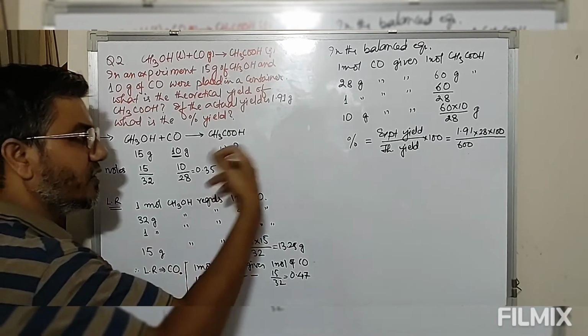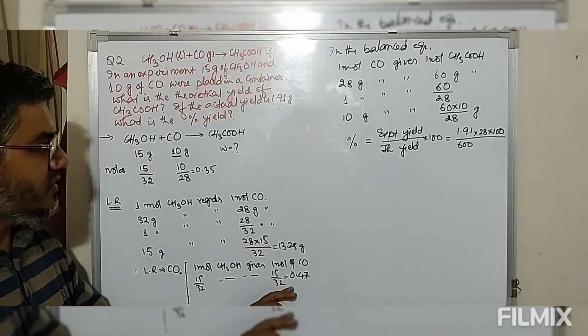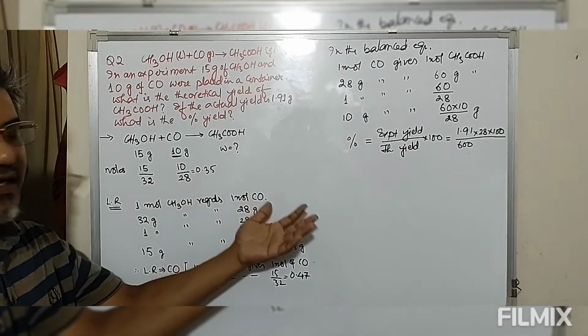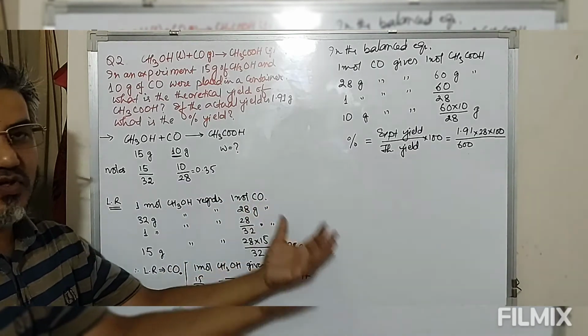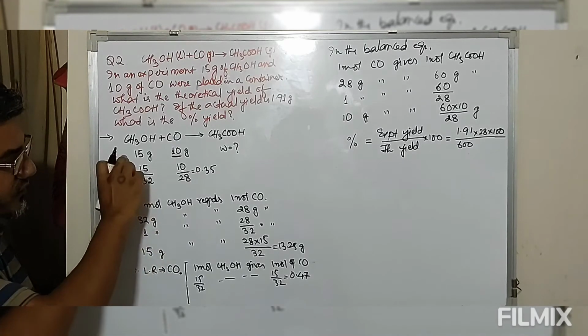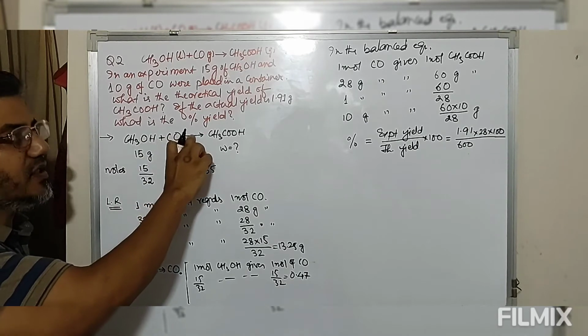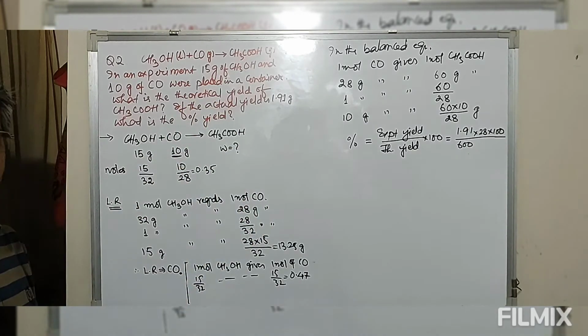Now we convert this mole into mass. We multiply the number of moles by the gram atomic mass, which gives you the product in terms of mass. So either way, we can go by this mole method or by this mass method. In both we will get the same answer.